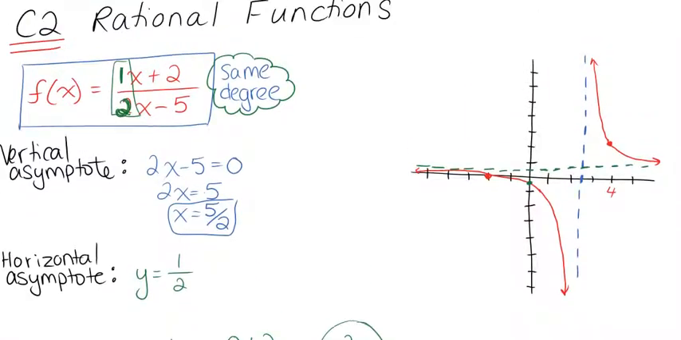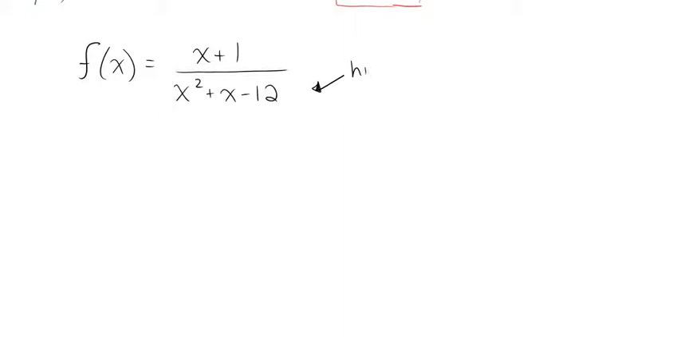Okay, let me try one that has a degree on the bottom. So let's say we had f of x equals x plus 1 over x squared plus x minus 12. So that's our rational function. Something we notice right off the bat is we have a higher degree in the denominator, smaller on top.